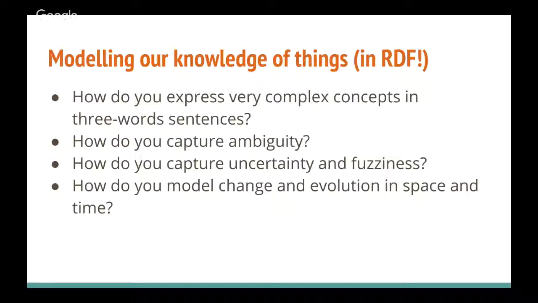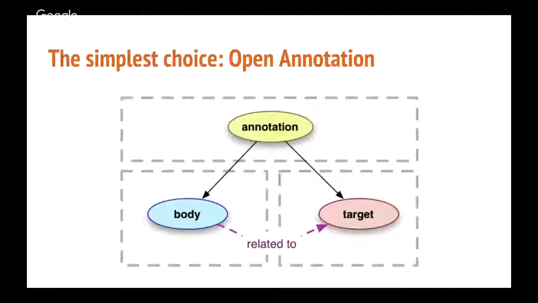And the first one, let's say the simplest choice you can make for expressing information in linked open data, is what is called the Open Annotation format, which is what Pelagios uses as well. It basically just says that there is a relationship between 2 things, 2 entities, and one is called the body and one is called the target, and they are linked together by what you're saying about it, by your statement, by your annotation.